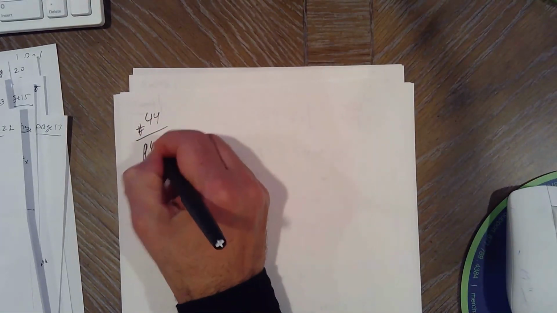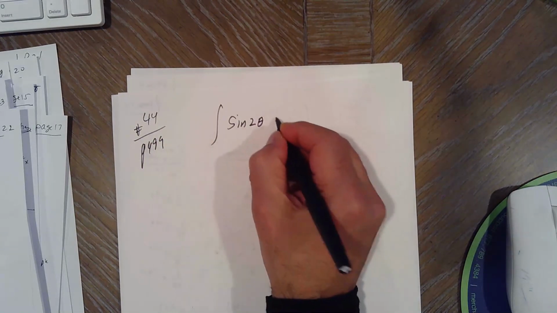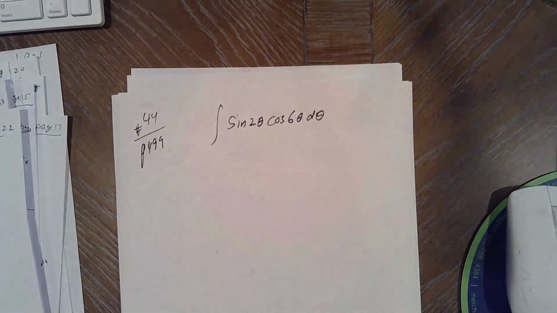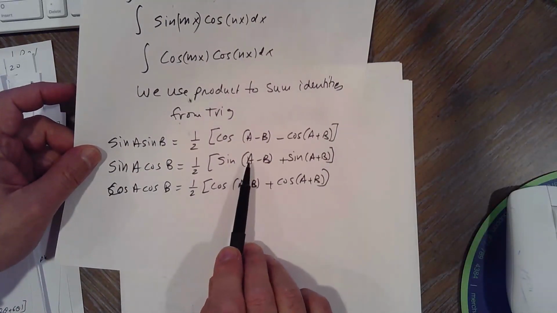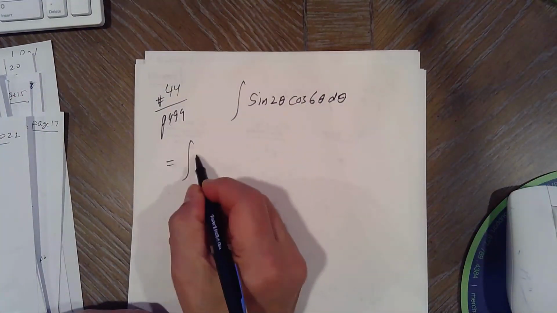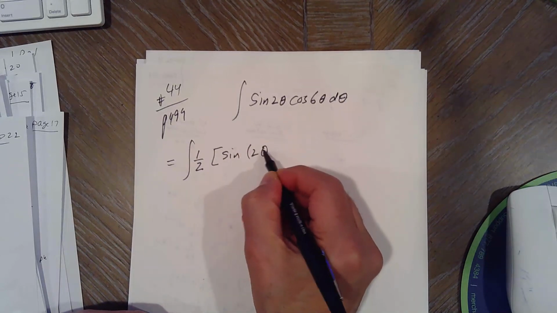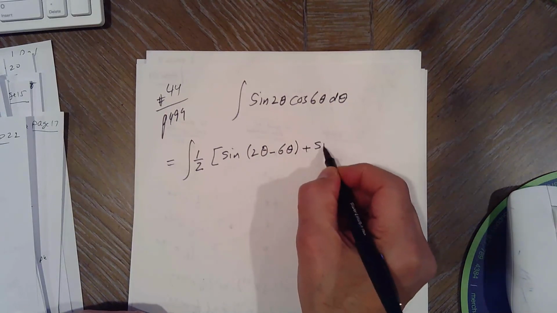So here's an example, 44, page 499. That's the example that I'm going to do in this section. How do you integrate sine 2 theta cosine 6 theta d theta? So we have sine cosine, so it's going to be half sine of the difference plus sine of the sum. So it's going to be integral half sine of the difference plus sine of the sum.